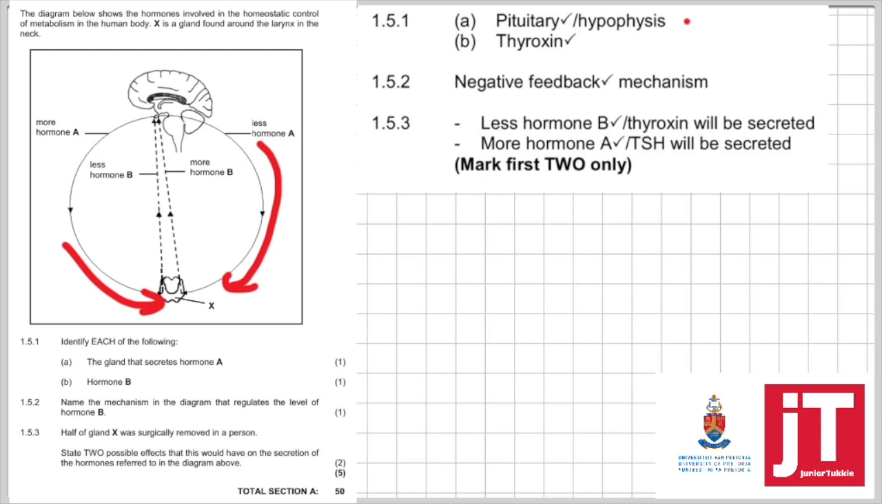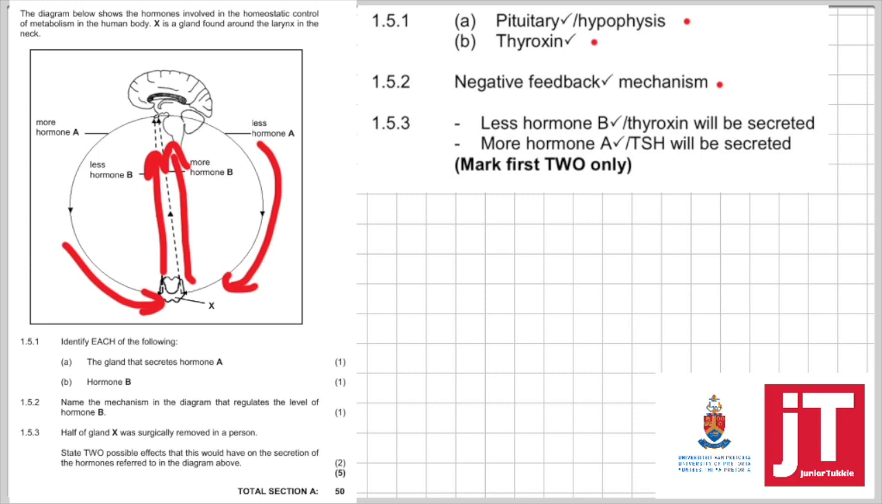B. Identify each of the following. Hormone B. So what is hormone B? Hormone B can obviously only be thyroxine. 152. Name the mechanism in the diagram that regulates the level of hormone B. That's easy. Negative feedback mechanisms.